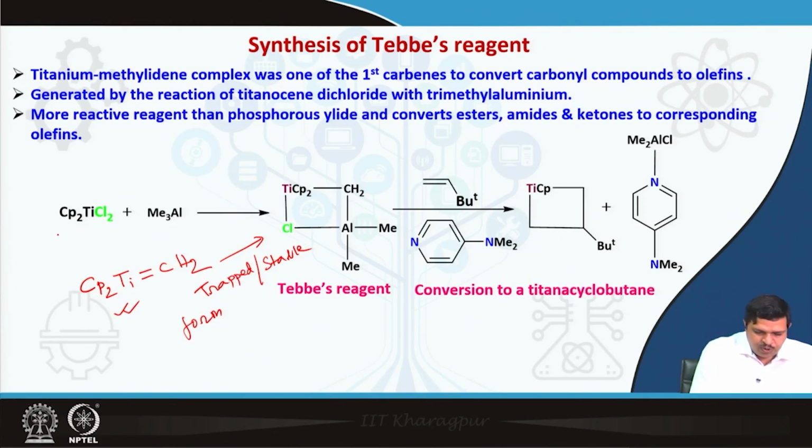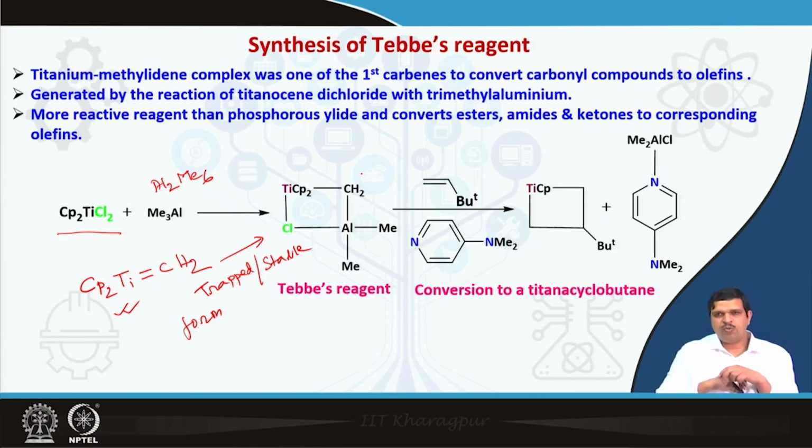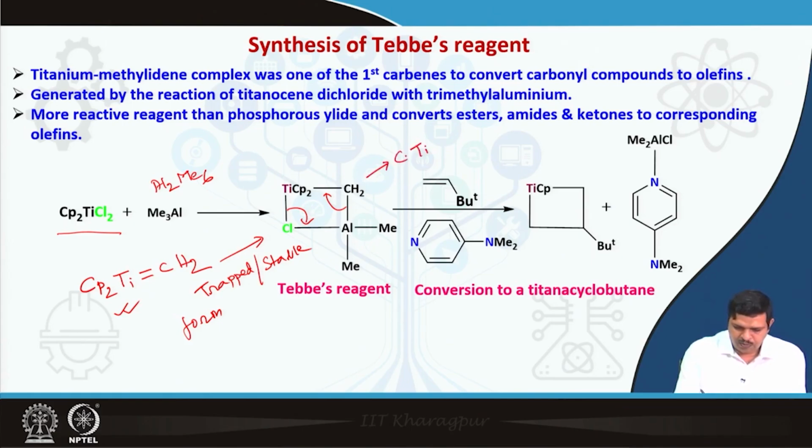So if you react Cp2TiCl2 in presence of Me3Al, or actually this is Me2, you know that it exists as a dimer, okay, and it actually forms this kind of metallocyclobutane type of complex with titanium aluminum, and it undergoes the carbene formation, that is this way, okay, and it forms the titanium Cp2 carbene and this Tebbe reagent, okay, and this acts as a Wittig reagent.